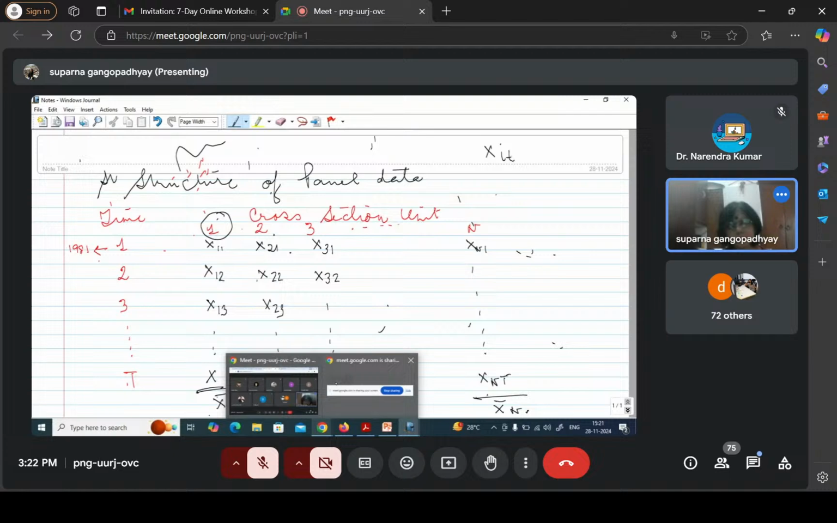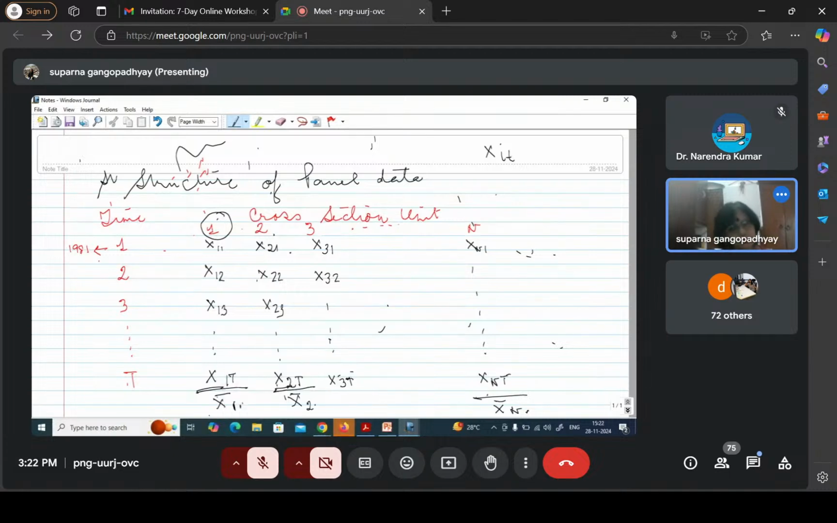Now, if I go by fixing time, then how can the mean be written? x bar dot t, meaning time is fixed. Dot means which is changing, which is free. That means states are free, across state variation. For 1981, you are taking the mean of poverty across states. So it is written as x bar dot 1, up to x bar dot T. Clear? Your grand mean is x bar. Is the structure clear to you?